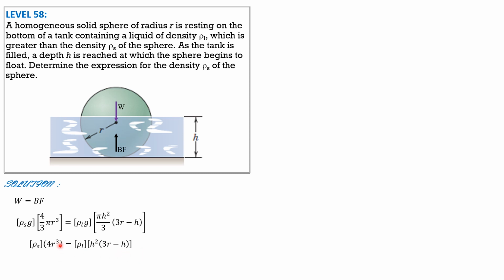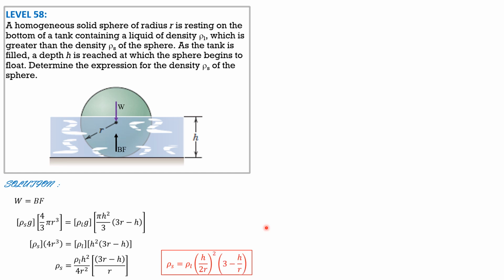Break 4r cubed into 4r squared times r. So rho sub s equals rho of liquid times h squared over 4r squared, times r in the denominator, then we have 3r minus h. So rho sub s therefore equals rho sub liquid times (h over 2r) squared times (3 minus h over r), as shown. So that's the expression for the density of the sphere.